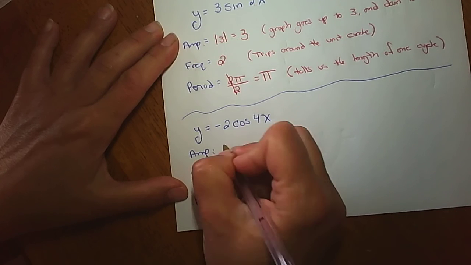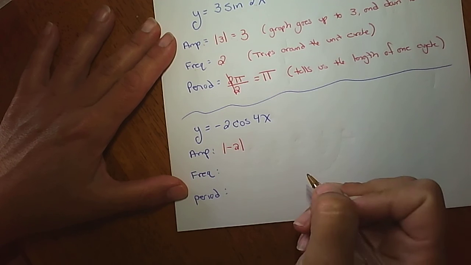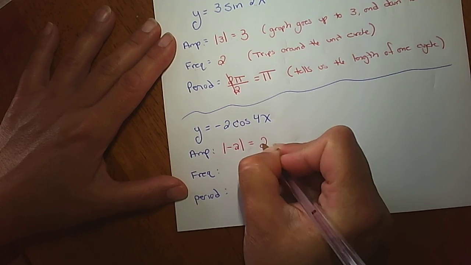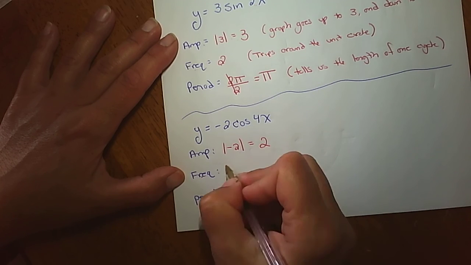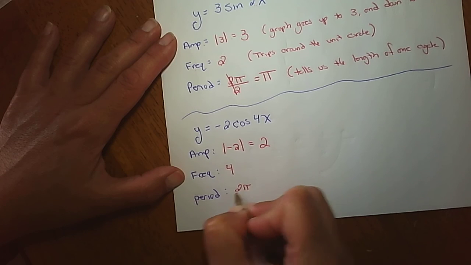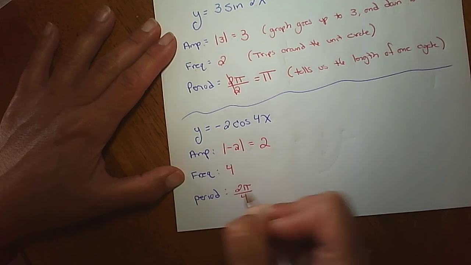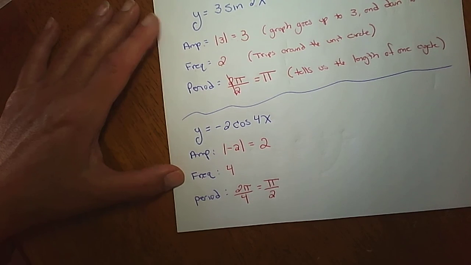Okay. Well, the amplitude needs to be the absolute value of that number. So the answer is going to be 2. Okay. The frequency is 4. And the period is going to be 2 pi over 4. So you always want to reduce this. So the period is going to be pi over 2.